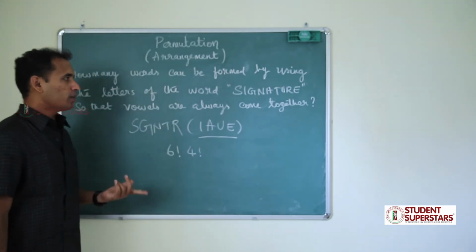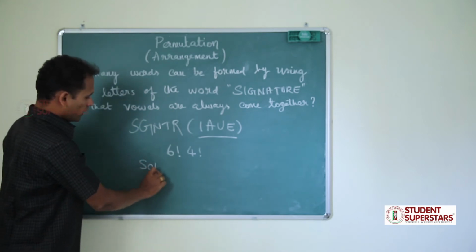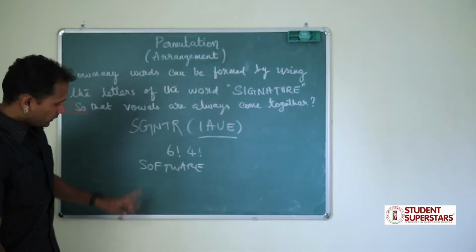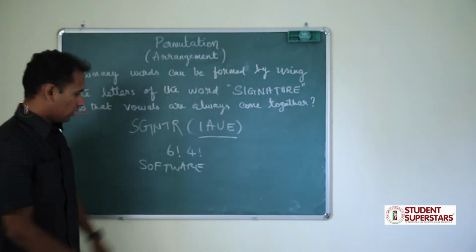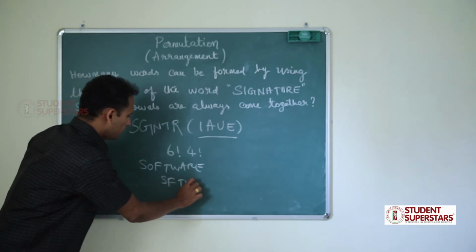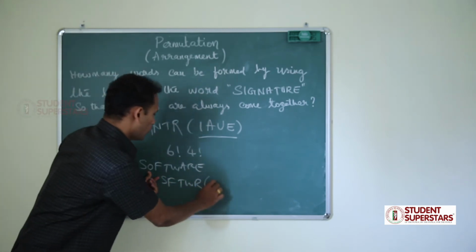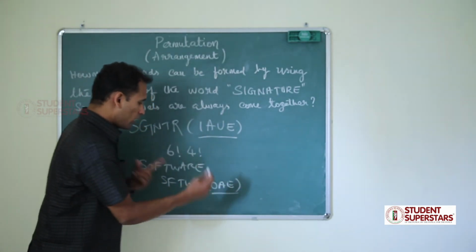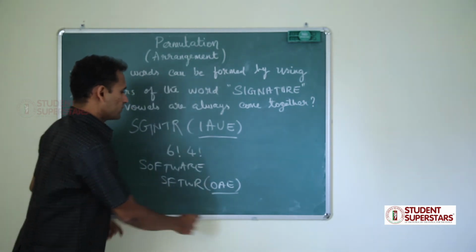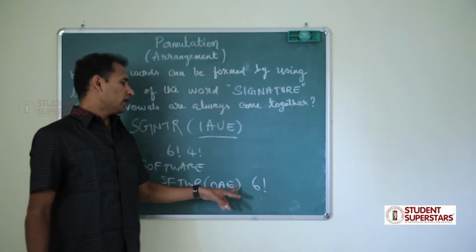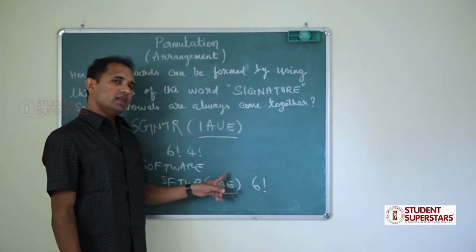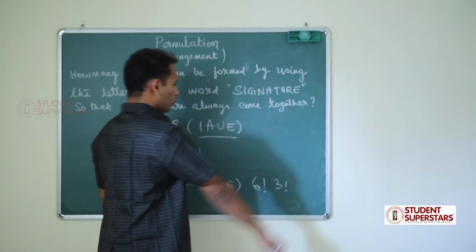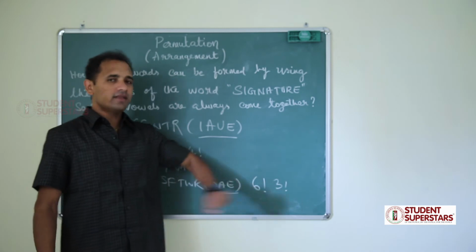Same logic, for example, for SOFTWARE. How many ways can we arrange it so that vowels always come together? Consonants S, F, T, W, R. Vowels O, A, E. The vowels always come together, so this is one letter: 1, 2, 3, 4, 5, 6. 6 factorial. And O, A, E can have combinations: O, A, E; E, A, O; A, O, E; E, O, A; like that. Three factorial ways we can arrange. So 6 factorial and 3 factorial.